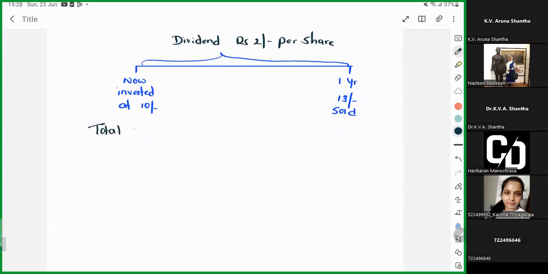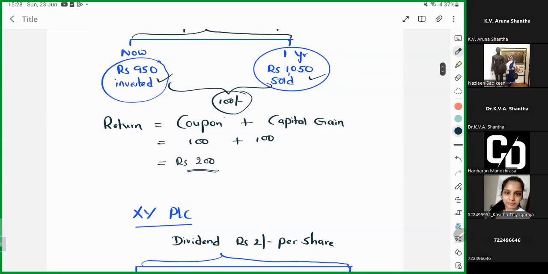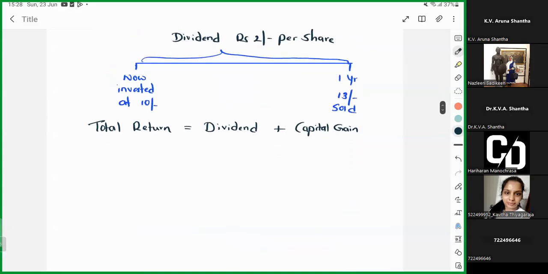5. Yes, 5. So here return is dividend plus capital gain. Earlier one was about debentures, so not dividend, coupon. But here, stocks, equity shares, then dividend plus capital gain. Dividend 2, capital gain, you bought at 10, sold at 13, so gain is 3. So total return is 5 per share. So this is your financial benefit from the investment.